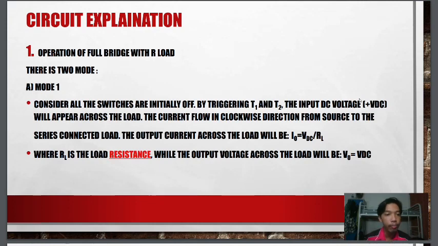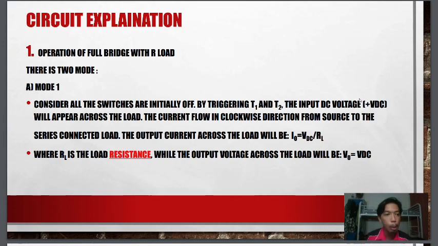Circuit explanation. There are two modes. Mode 1: consider all the switches are initially off. By triggering T1 and T2, the input DC voltage will appear across the load. The current flows in a clockwise direction from the source to the series-connected load. The output current across the load will be Io equal to VDC per R L.